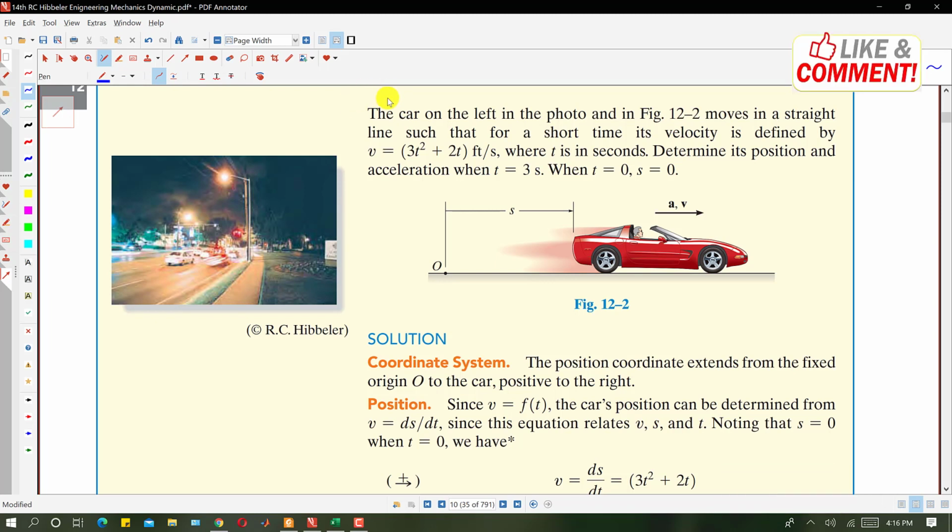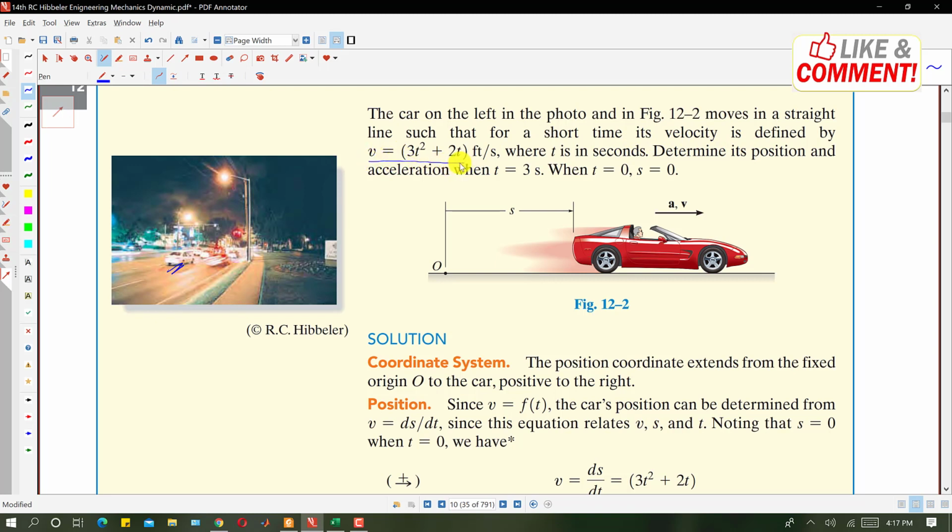Now I am going to solve this first example from the Dynamics 12th chapter. It is the continuation of lecture number 1. Now in this problem it is said that the car on the left in the photo, so this is in the photo, this car. In this figure 12.2, it says that the car moves in a straight line such that for a short interval of time its velocity is defined by this function.